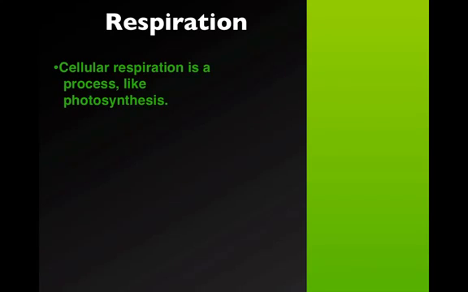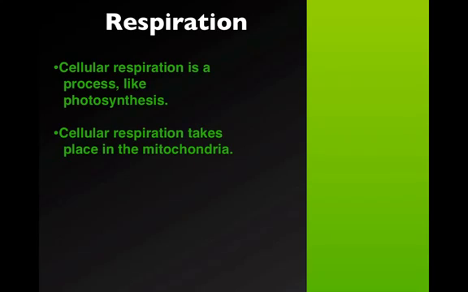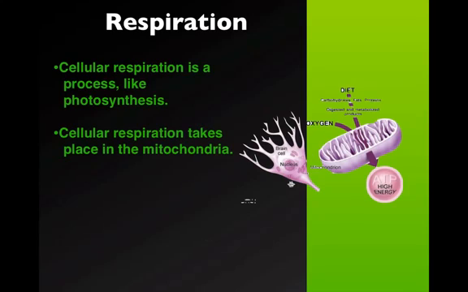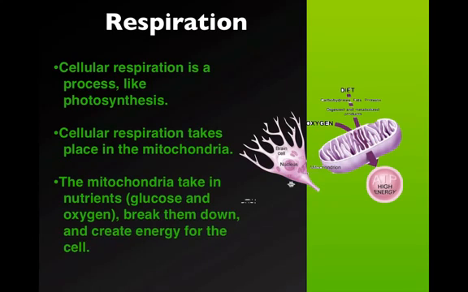So again, it's a process like photosynthesis. And here, instead of taking place in a chloroplast, because no animal that I know of has a chloroplast, that's strictly in plant cells, animal cells have something called mitochondria, and that's where respiration takes place. So what happens is the mitochondria takes in nutrients, the glucose, and also oxygen, and instead of creating something, it actually breaks down the glucose and releases energy, and that energy is used by the cell.